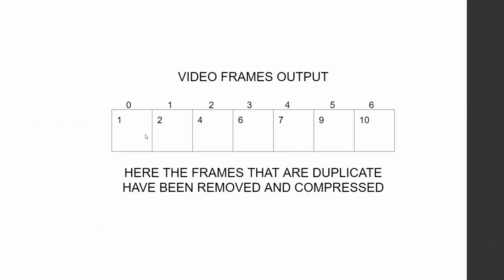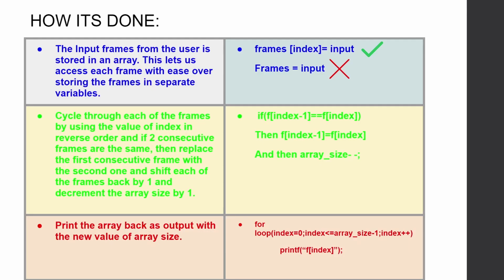Like so. Here, we started with 1, 2, 2, 2, 4, 6, 7, 7, 9 and 10. And the 3 2s are compressed to a single 2 and the 2 7s are compressed to a single 7. After we reach the end of our compression, we come to our next step. We print back the array with the array size we got from running through the for loops.